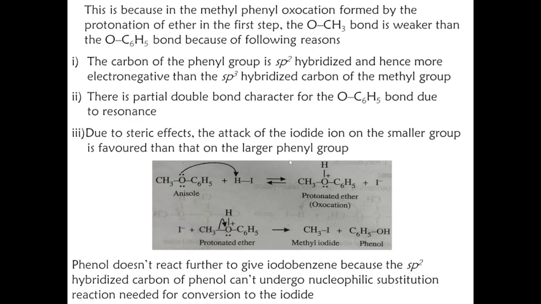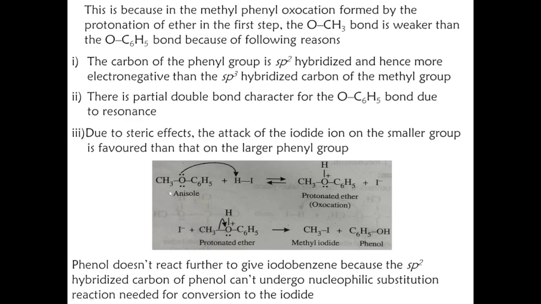First reason is the hybridization. The sp2 hybridized carbon of the phenyl ring is more electronegative, so the carbon oxygen bond length is a little lower and it is stronger, as compared to the sp3 hybridized carbon of the alkyl group and the oxygen atom. And the second reason is there is a possibility for resonance structures, or resonance partial double bond formation, between the ether oxygen and the phenyl ring. And the third reason is steric effect. The nucleophile can easily come and attack the least bulky group present in the compound.